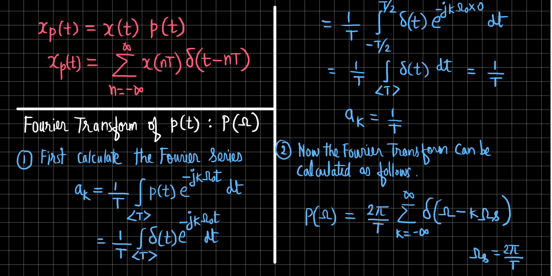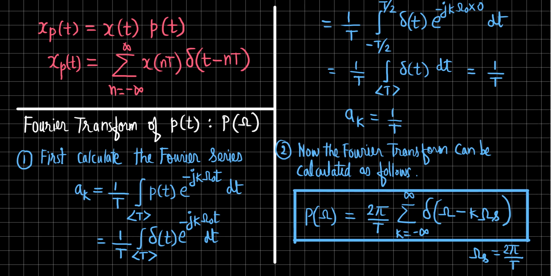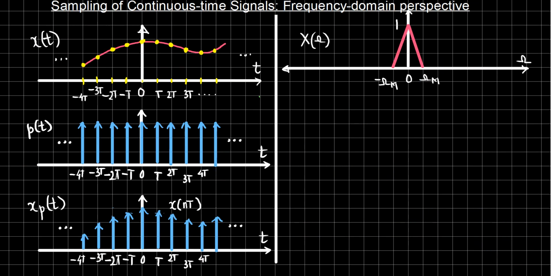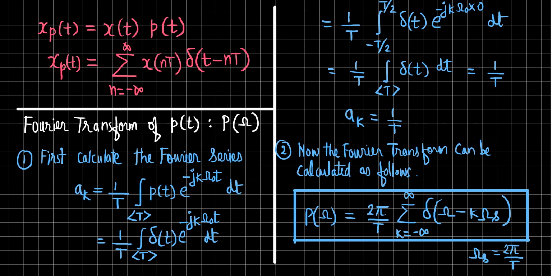So let me emphasize this. This is the Fourier transform of p of t, or the train of impulses, and we already know the Fourier transform of the original signal. The original signal has a Fourier transform something like this, and now we have the Fourier transform of the train of impulses, which is something like this. You can observe that the Fourier transform of the train of impulses p of t is going to be p of omega, which is again a train of impulses, but scaled by a factor of 2 pi by capital T. So the signal would look something like this.